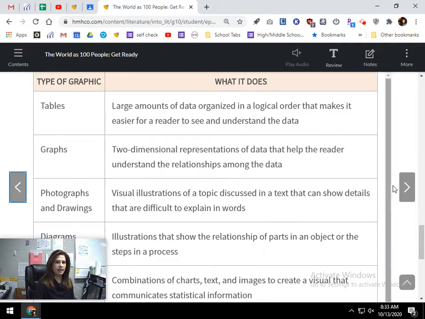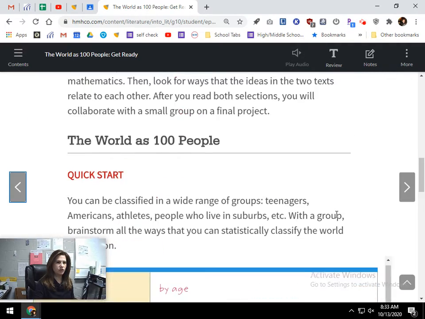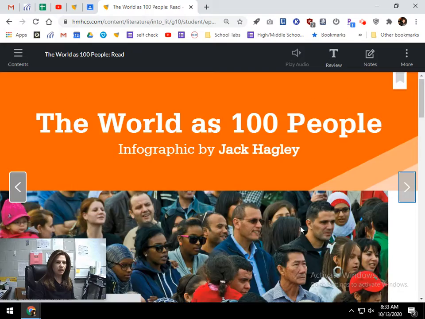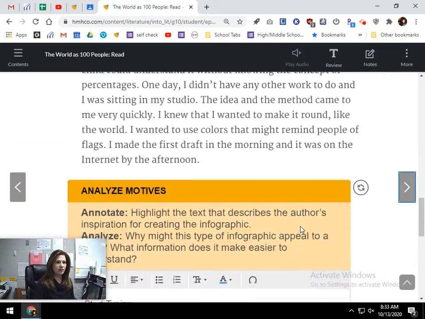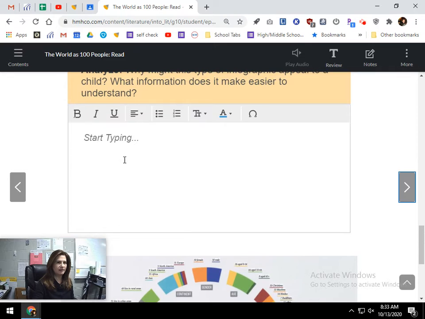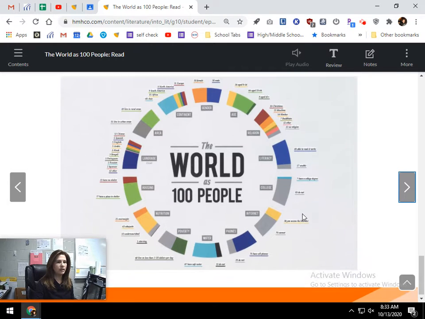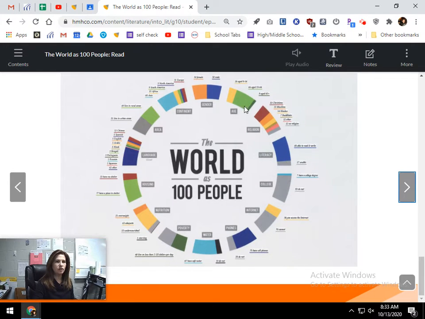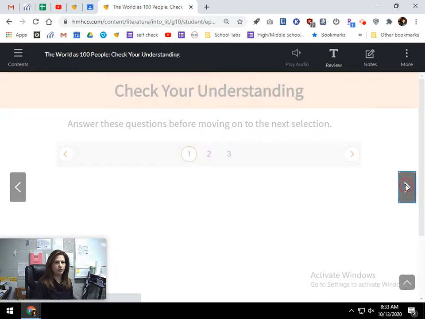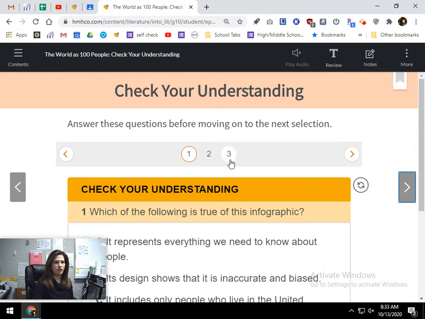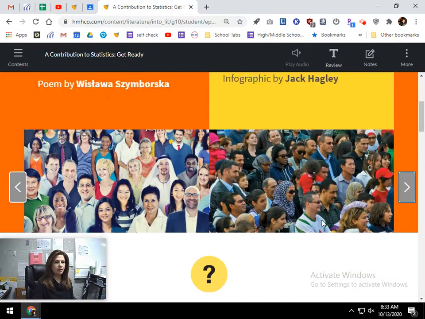So you just had to read the information on the Get Ready. And then on this, all you had to read was the artist's statement at the beginning talking about why he did that. And you had one question to answer on this one. And then you can open this in a new tab so that you can see it better. You'll need that for the Analyze the Text questions today. So all you had to do is view this infographic. And then you should have done the 3 multiple choice check your understanding questions and checked them.